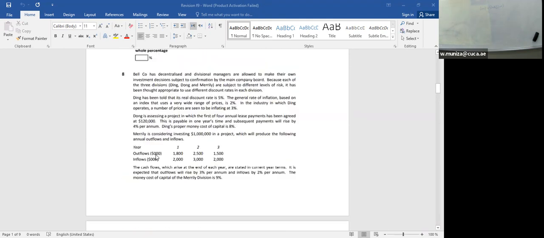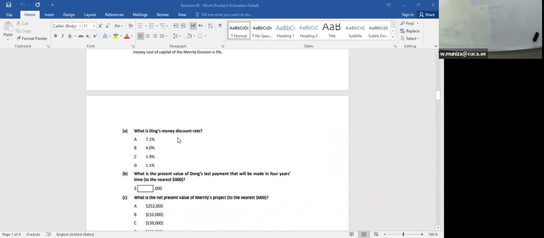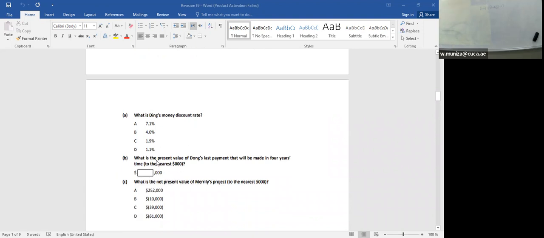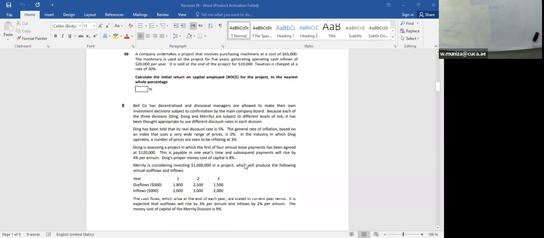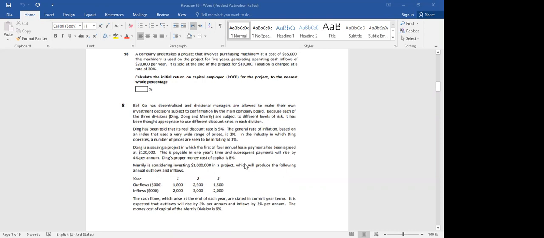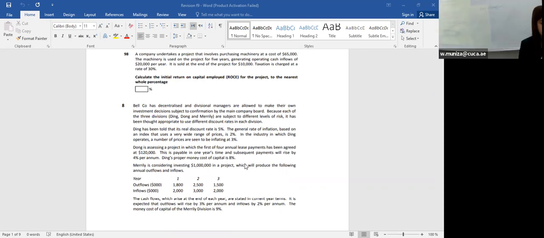So let's start calculating the net present value out of this scenario first. In that way, we will be able to calculate the money discount rate as well. We will be able to calculate the present value of the last payment also. Okay, Angelika? Let's start doing this question. Bell Company has decentralized and divisional managers are allowed to make their own investment decisions subject to the confirmation by the main company board. Because each of the three divisions are subject to different levels of risk, it has been thought appropriate to use different discount rates in each division.